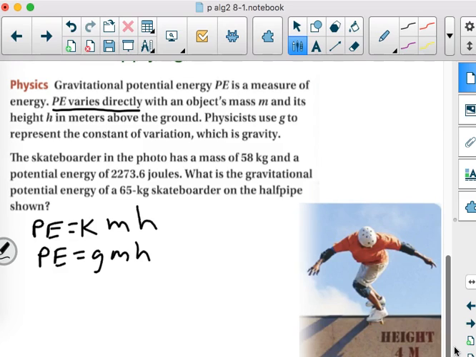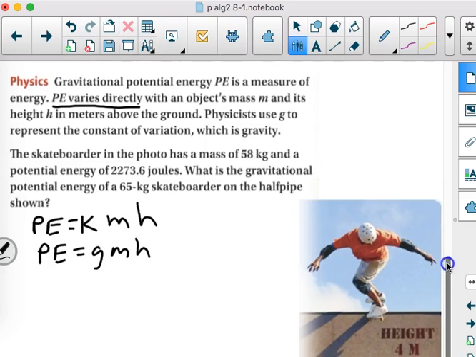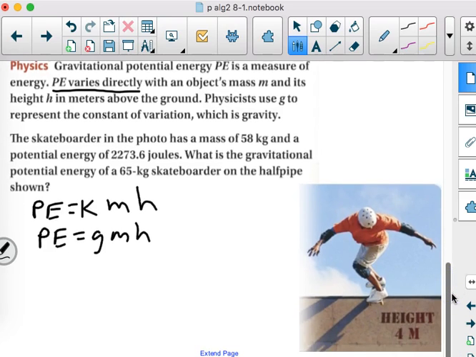All right, we got a skateboarder over here. It says the skateboarder has a mass of 58. So where do you suppose that goes? M.